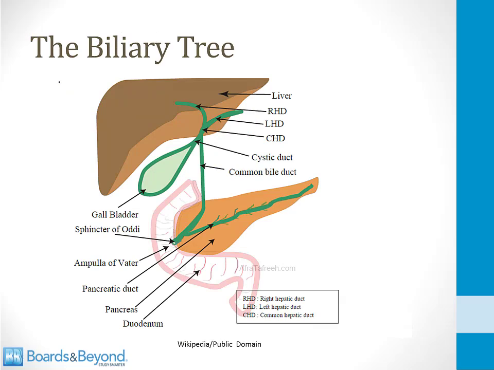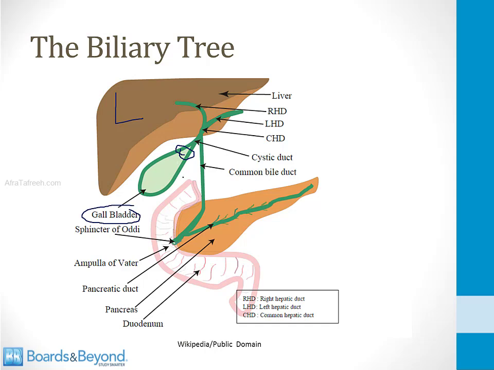Here's a picture of the biliary tree. Just by way of review, bile is formed in the liver and secreted into the bile ducts where it's concentrated in the gallbladder. When you eat a meal, your gallbladder contracts and pushes bile into the duodenum. If you have a gallstone, it can obstruct the flow of bile, and that can lead to a couple of different problems. If the gallstone is at the neck of the gallbladder, then the gallbladder can become swollen and inflamed.